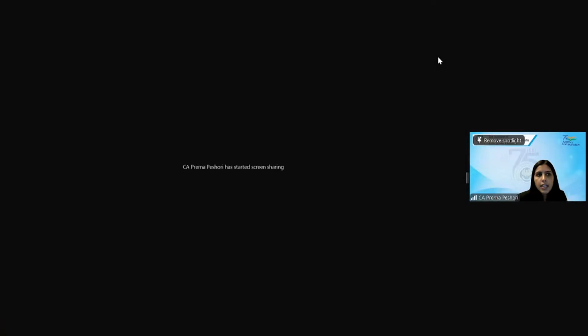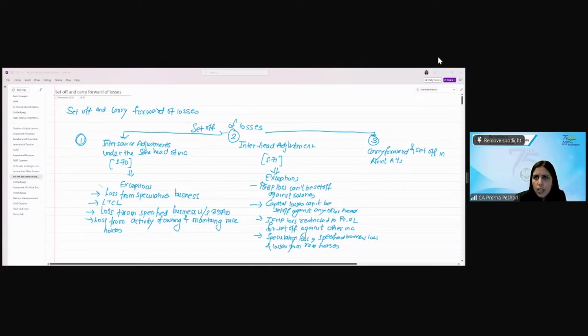Next topic is set off and carry forward of losses. Again, you have been doing this topic since a long time. You know more about it because you have also done it as a part of IPCC. First is always the inter-source set off, which means under the same head of income you can set off. There are exceptions with respect to the same head of income, where you cannot set off under the same head also. What are the exceptions?